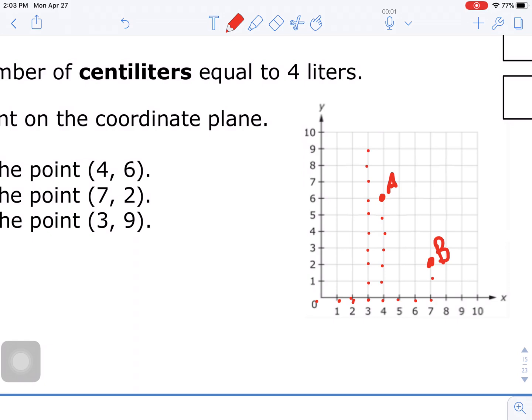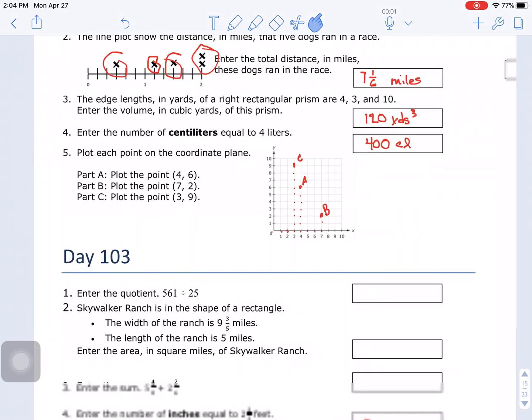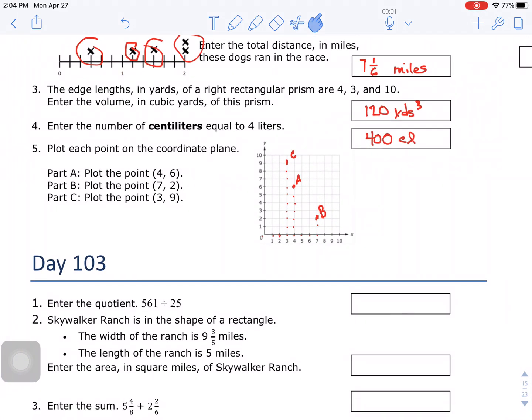Now it's really important with this. Notice how I'm touching the points. It can be easy to make mistakes with things like this, especially when they're so small. So just make sure that you double check your accuracy on that because we want to be precise.